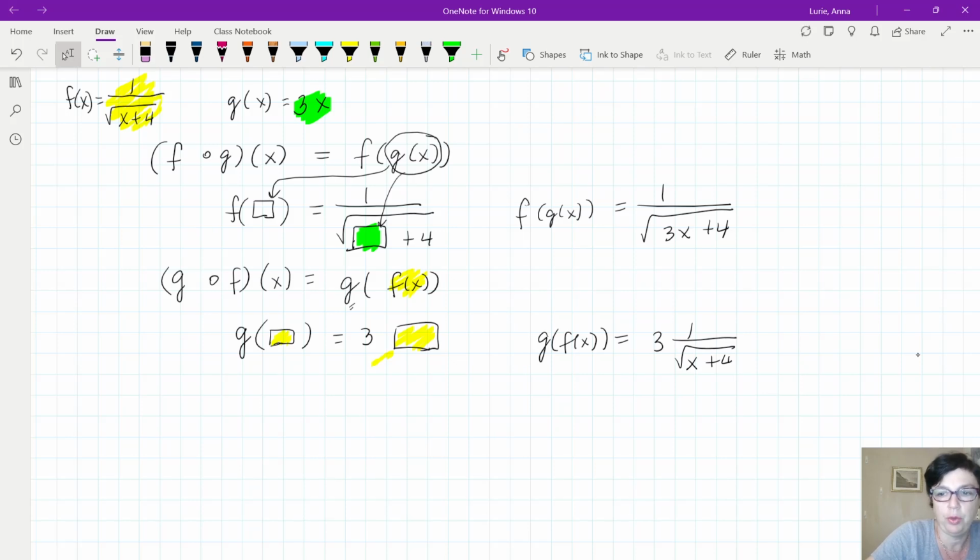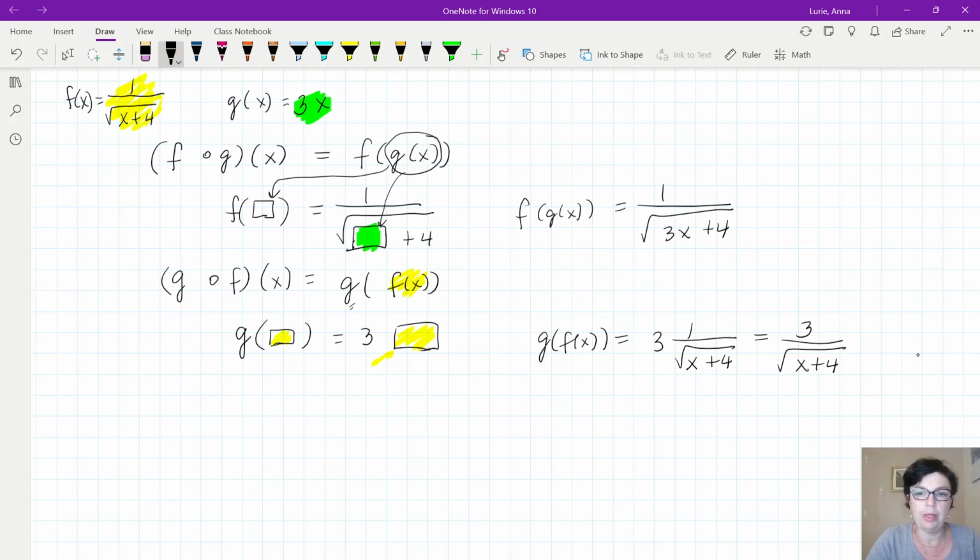Now, if you want to, you can multiply 3 times the numerator, because that's how we multiply a fraction by a number. We just multiply the top. So 3 times 1 is 3. And then that's divided by square root of x plus 4. So now we found the two compositions. Now we want to know the domain.